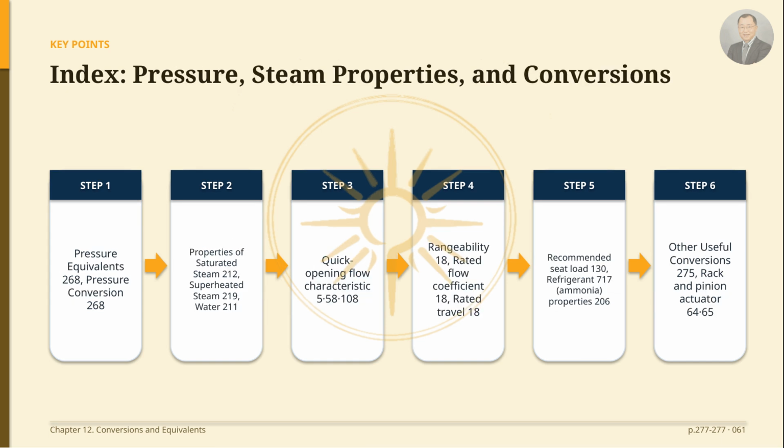This slide is an index table organizing the page locations of items frequently referenced during design and calculation processes, such as pressure conversion, steam properties, and valve characteristics. For example, the pressure conversion table can be quickly found on page 268, and saturated steam properties on page 212. Instead of memorizing all the items, if you need specific physical properties or conversion factors during actual calculations or specification reviews, please find the item in this table and refer to the corresponding page.